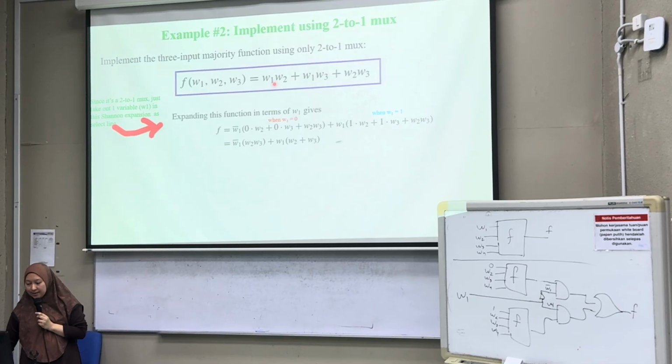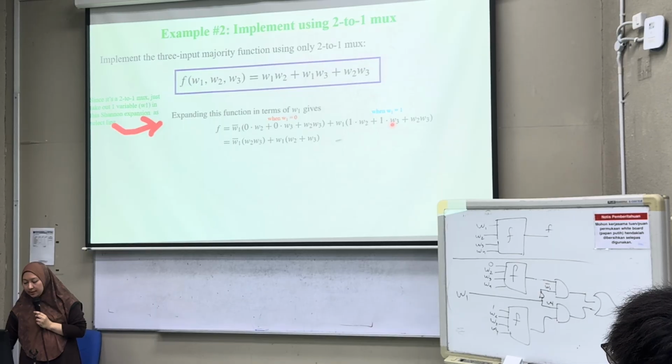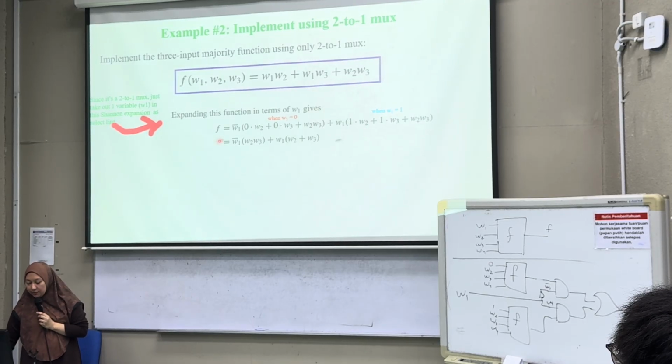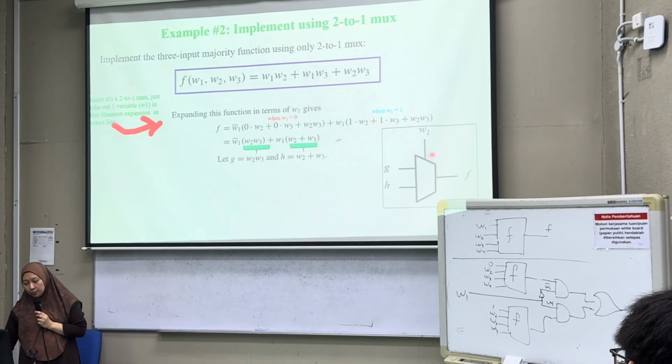So you've got 0 and it with W2 plus 0 and it with W3 plus W2 W3. That just leaves W2 W3. Then plus W1, so when W1 is 1, W1 is 1 times W2 or with 1 and it with W3 or with W2 and W3. That just leaves me with this term here. Thus, for this function, I have this to apply into my 2-to-1 mux.